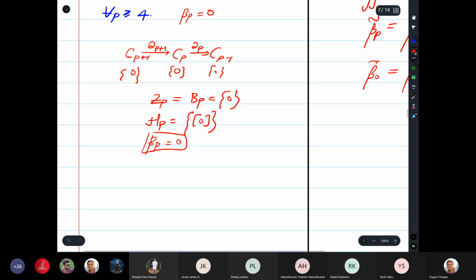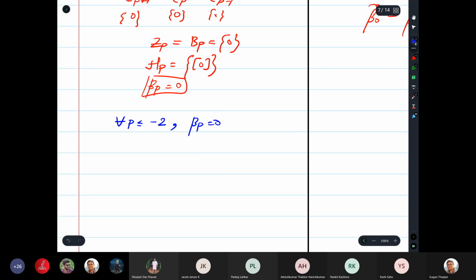And in the same way, I will not do it, but you can verify that for all p less than or equal to -2, beta p will turn out to be 0. So now what remains is to compute beta p for p in -1, 0, 1, 2, and 3. I will leave the computation of 3 as an exercise, and we will focus on these 4 cases.